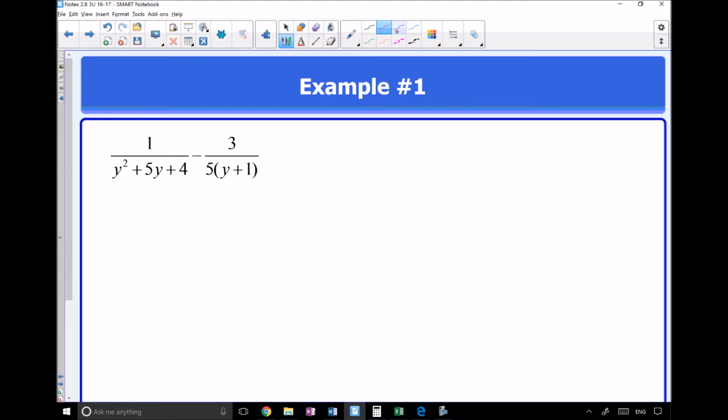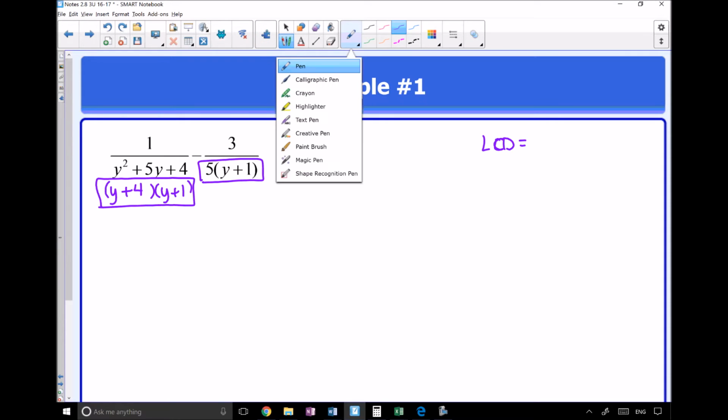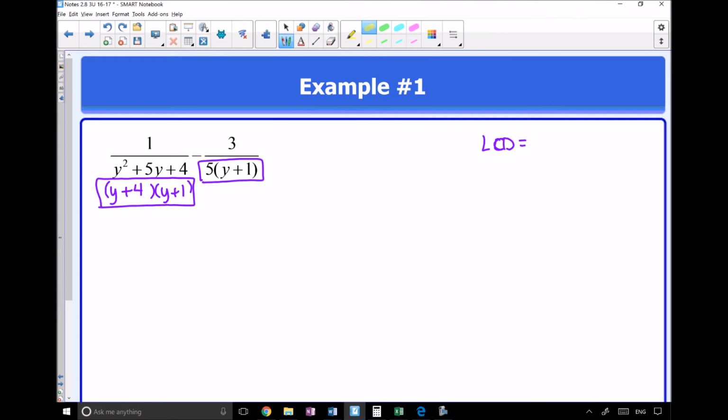So the first thing I want to do is factor my denominators. In my first denominator, it's y squared plus 5y plus 4. When I factor that, I get y plus 4 and y plus 1, because 4 times 1 is 4 and 4 plus 1 is 5. So my first denominator is y plus 4 times y plus 1. My second denominator is already factored: it's 5 times y plus 1. So I have 3 different factors in my denominators: a y plus 4, a y plus 1, and a 5.